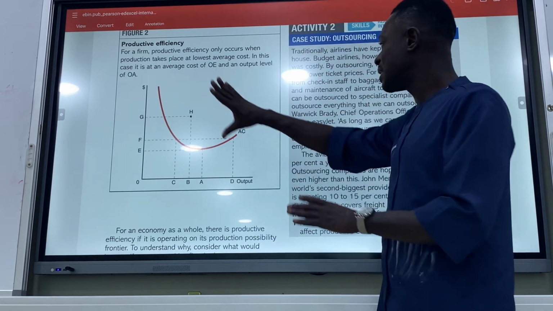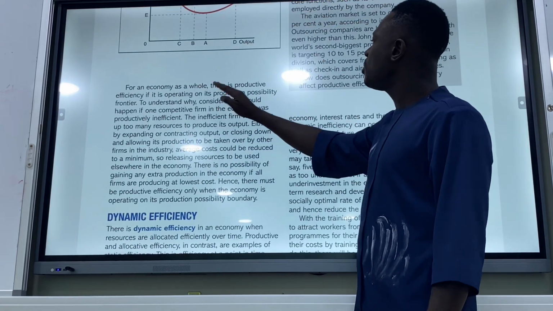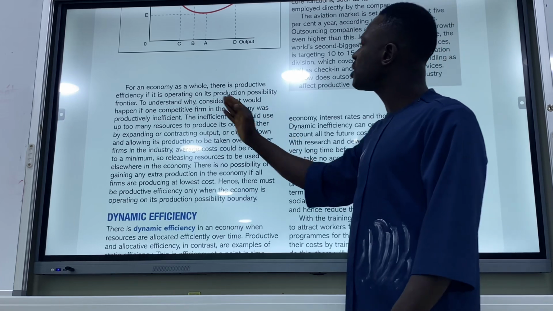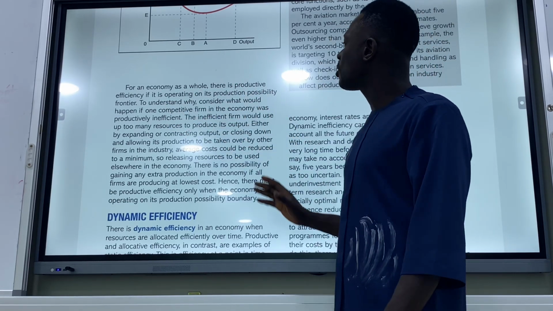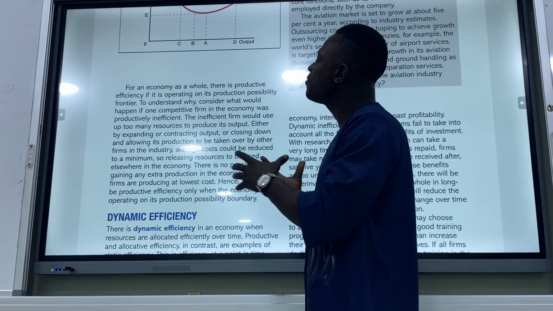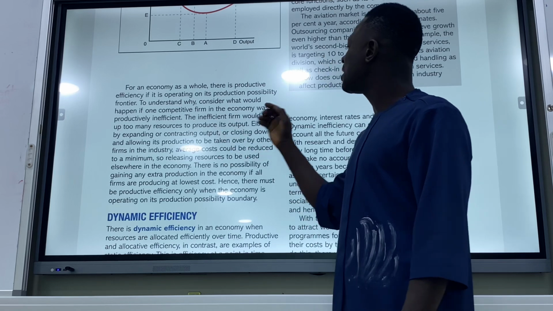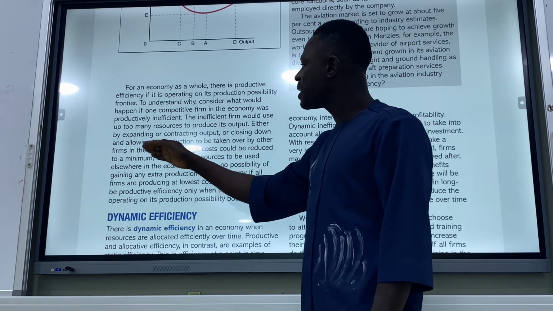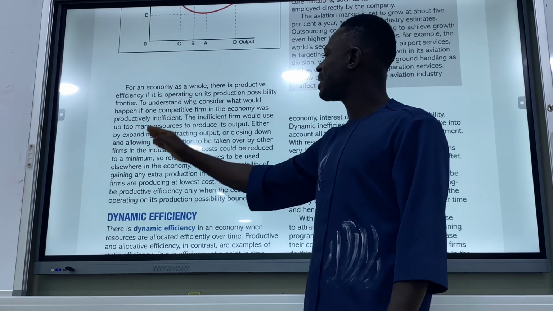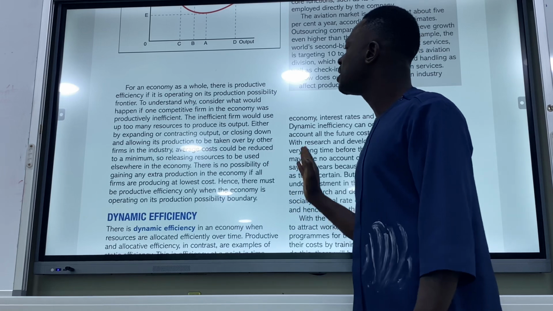Then for an economy as a whole, there is productive efficiency if it is operating on its production possibility frontier. To understand why, consider what would happen if one competitive firm in the economy was productively inefficient. The inefficient firm would use up too many resources to produce its output, either by expanding or contracting output, or closing down and allowing its production to be taken over by other firms in the industry. Average cost could be reduced to a minimum.